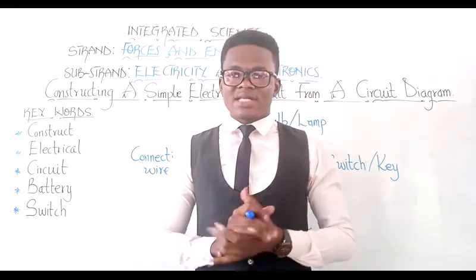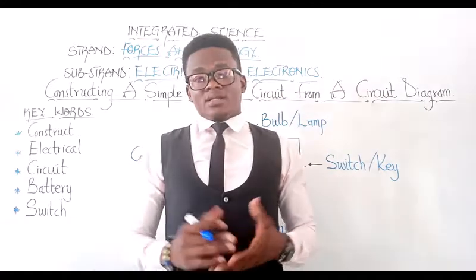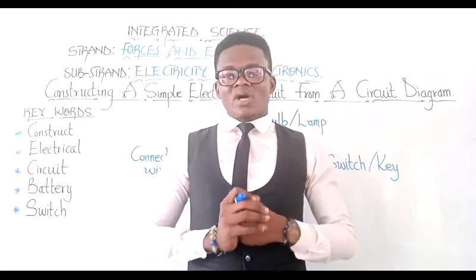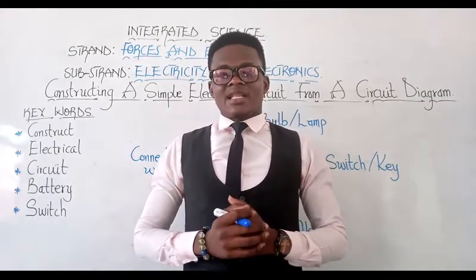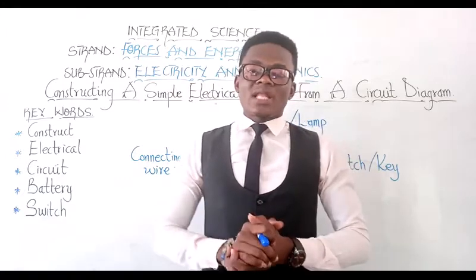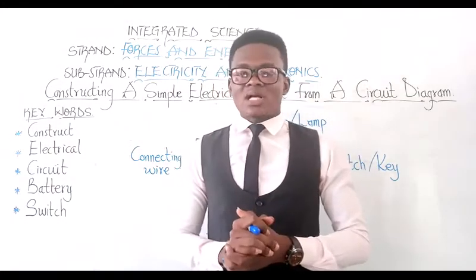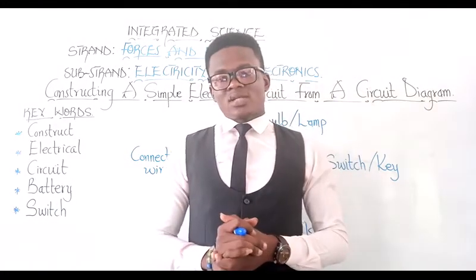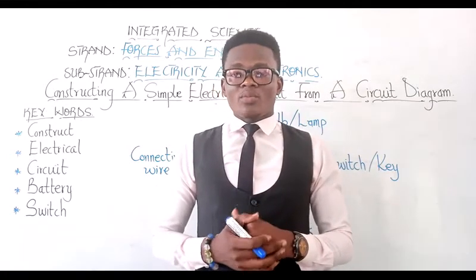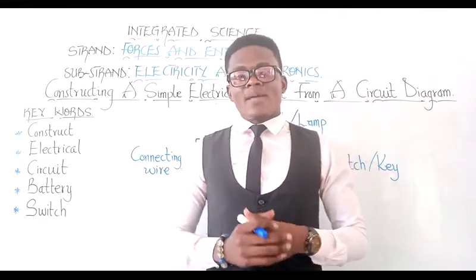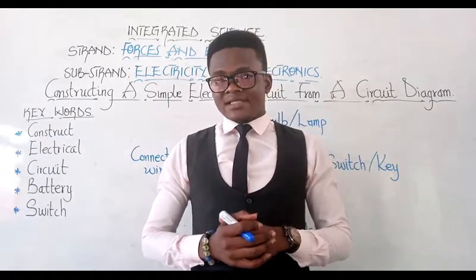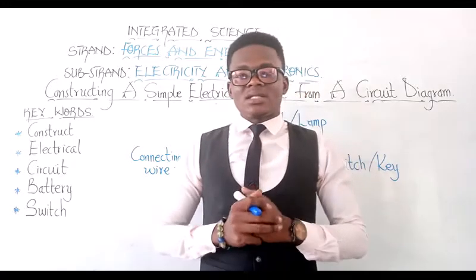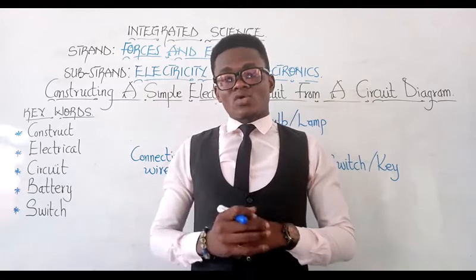Today our strand and substrand remain the same. The strand, as you already know, is forces and energy, and our substrand is electricity and electronics. Basically, we are going to learn how to construct a simple electrical circuit from a circuit diagram. In our previous lessons, we learned about the various components that make up a simple electrical circuit, their corresponding functions, and the symbols of those components.